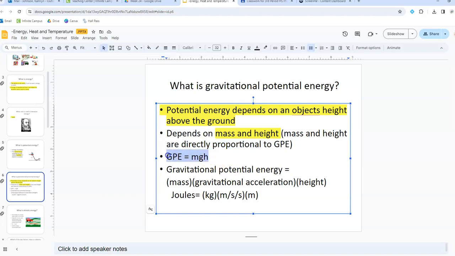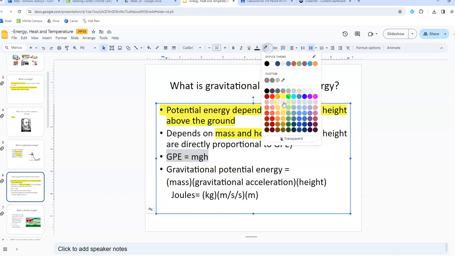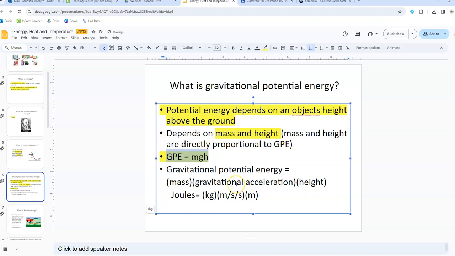This right here, GPE equals mgh, is how we will calculate this. What it is saying is gravitational potential energy equals mass times your gravitational acceleration, and if I was there again, what is that? 9.8 meters per second squared, times your height. So this right here is always going to be 9.8 meters per second squared, as you can see right here, meters per second per second.